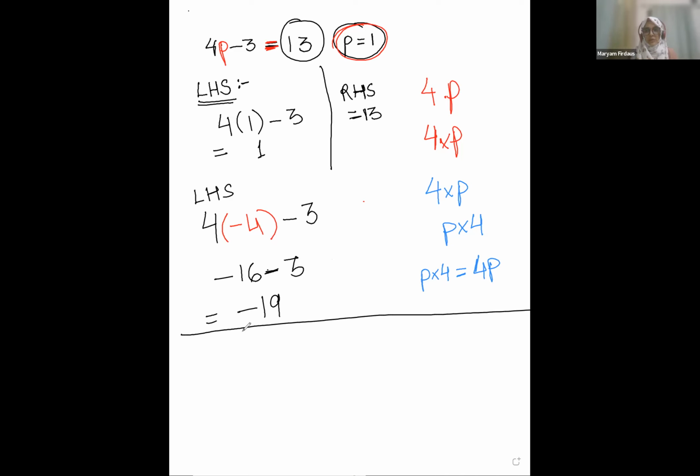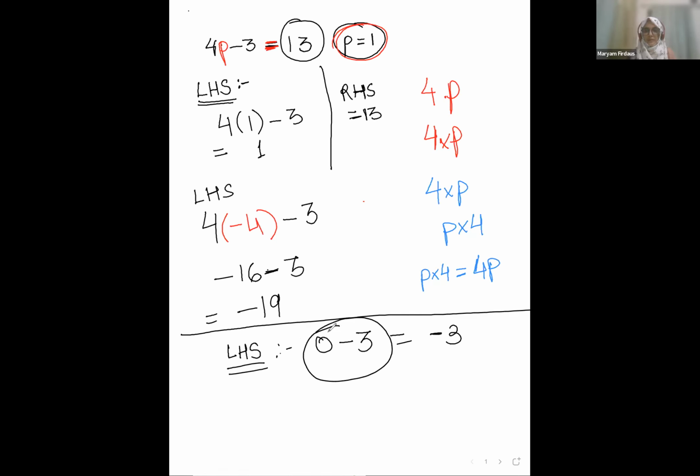Next, P is equal to 0. 4 multiplied by 0 will be 0 itself. Yes. And then minus 3. Very good. So it will be 3, or minus 3? Minus 3. Yes. The LHS will be 0 minus 3. So that is equal to minus 3. All right. Very good. Then we didn't do the third one. We will discuss it today.